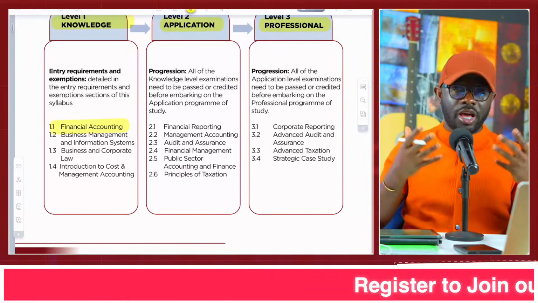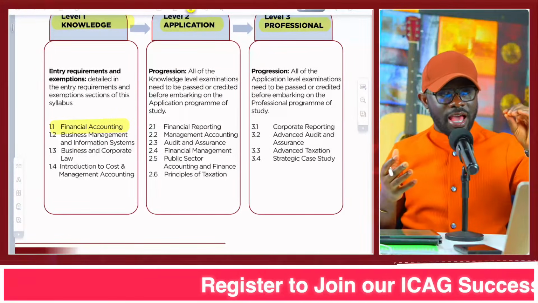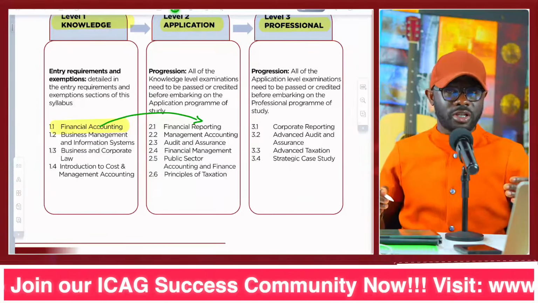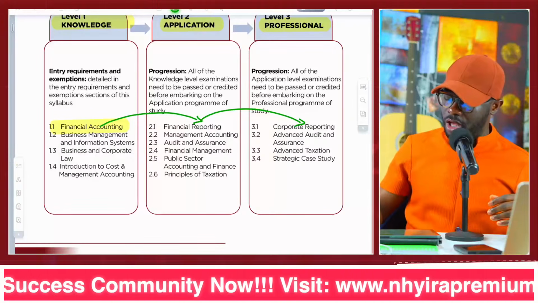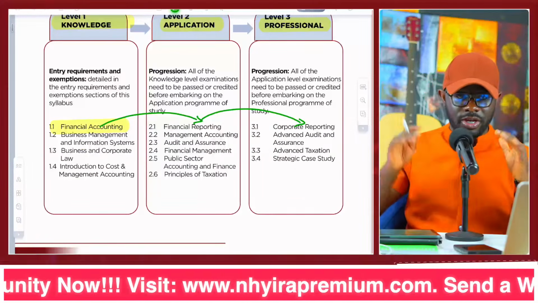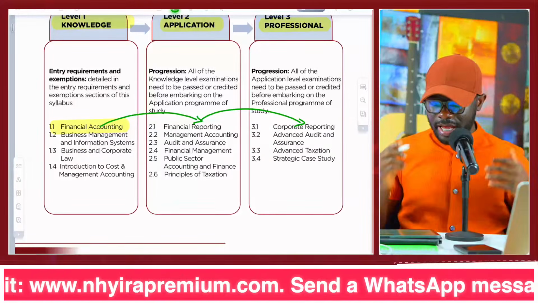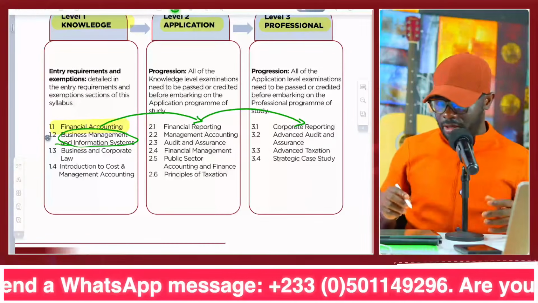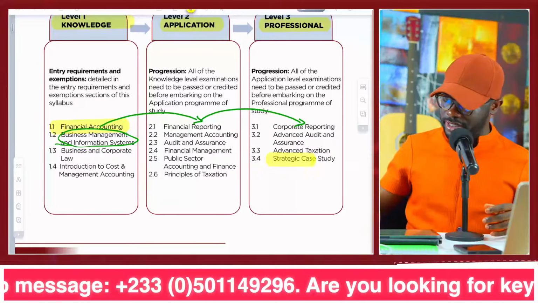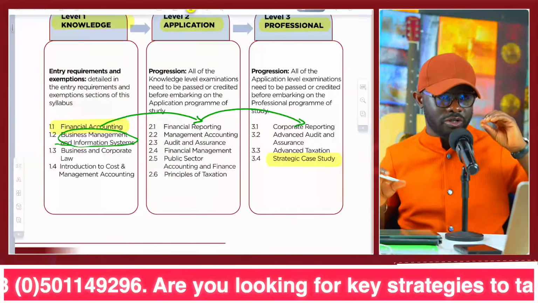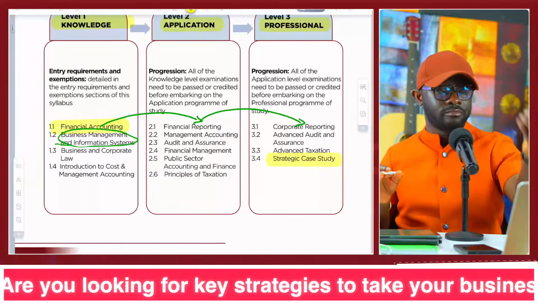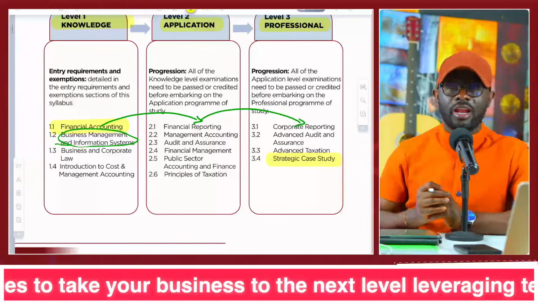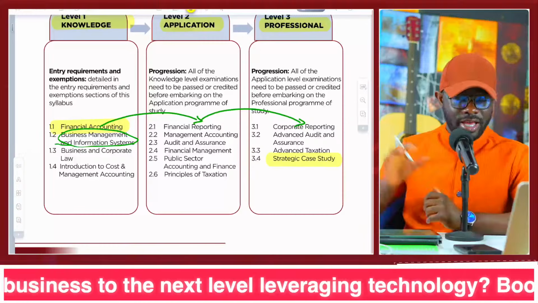Now, in level one, some subjects we have include financial accounting. This is your introduction to the accounting space, and that is going to be important because the knowledge there will help you to do financial reporting, and the financial reporting understanding will help you to excel in corporate reporting in level 3. Then business management and information system. This is crucial in level 1, and that is going to help you to deal with strategic case study later in level 3, because a lot of the things to be discussed in business management and information system will be crucial in the level 3 strategic case study examination.